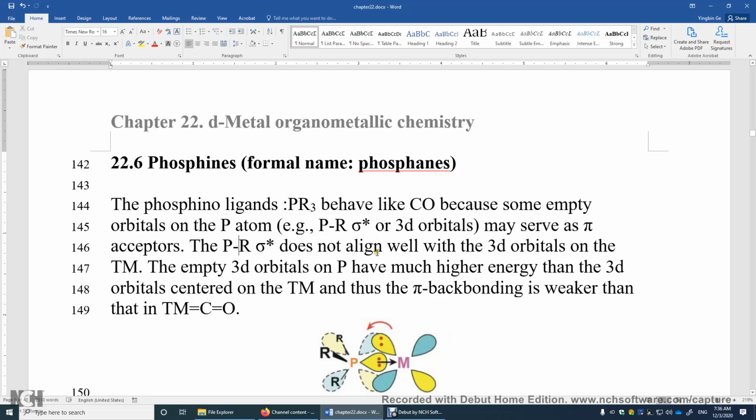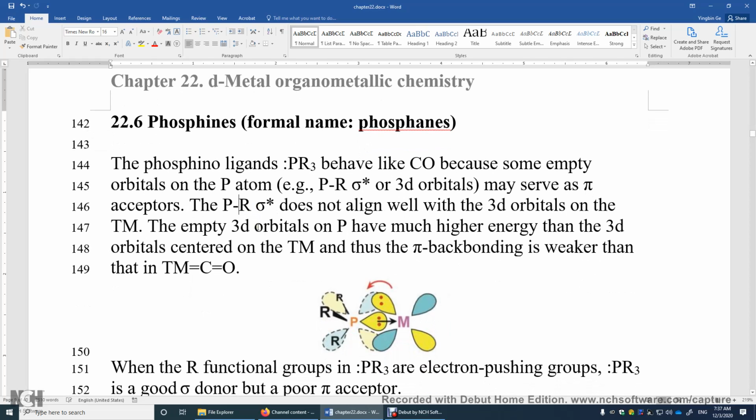But this sigma star does not align well with the 3d orbitals on the transition metal. I think the angle here between this P-R antibonding orbital and the bond axis between phosphorus and the metal is approximately 109.5 degrees, and it's not a perfect 90 degrees. And now if we look at the empty 3d orbitals on the phosphorus, they have much higher energy than the occupied 3d orbitals centered on the transition metal. So when two orbitals have very different energies, the interaction between them is minimal. In that case, the pi backbonding is weaker, often much weaker than in a transition metal carbonyl complex. However, because this phosphine ligand is a really good sigma donor, overall, phosphine ligands are also strong-field ligands.